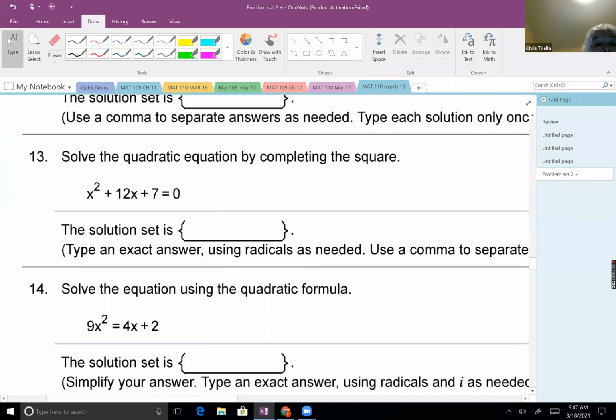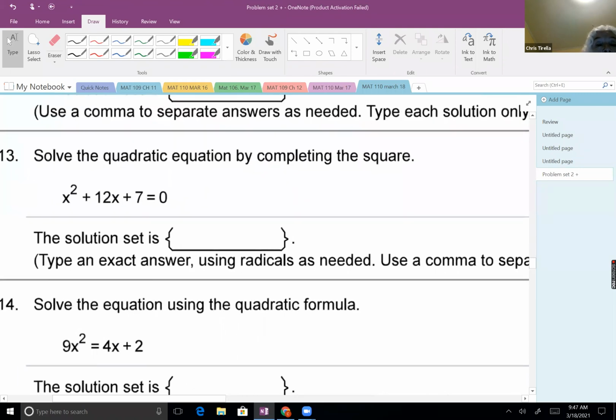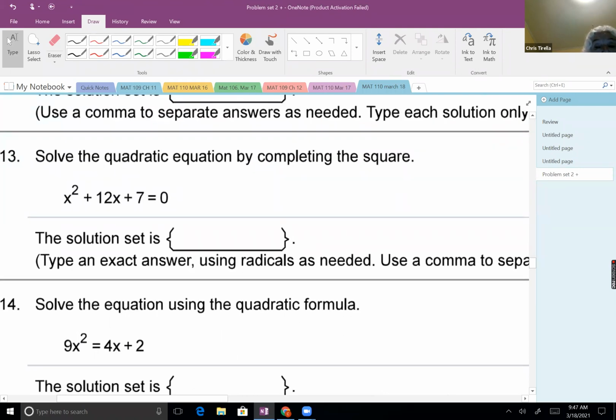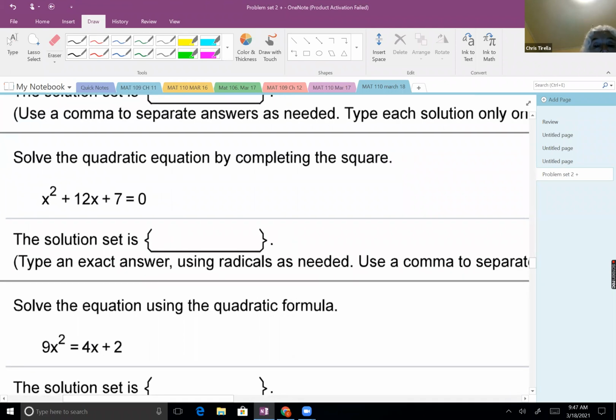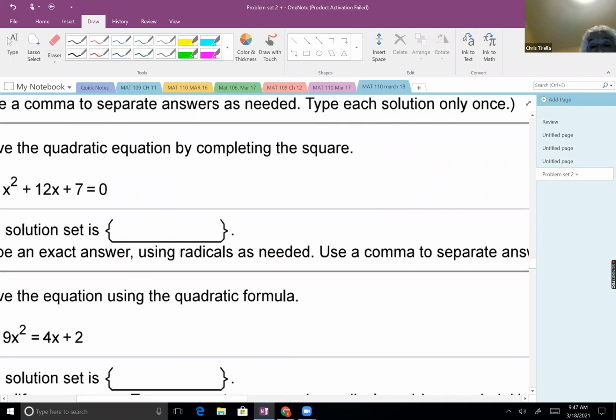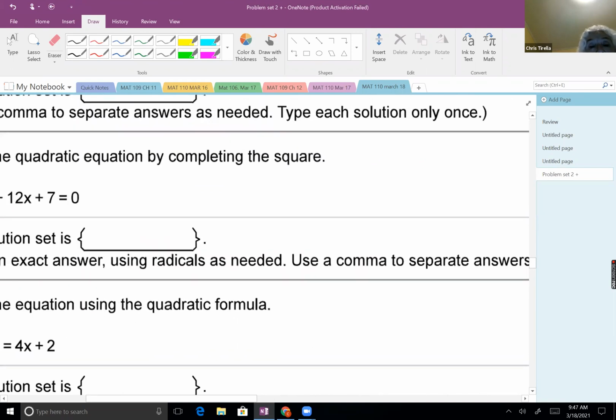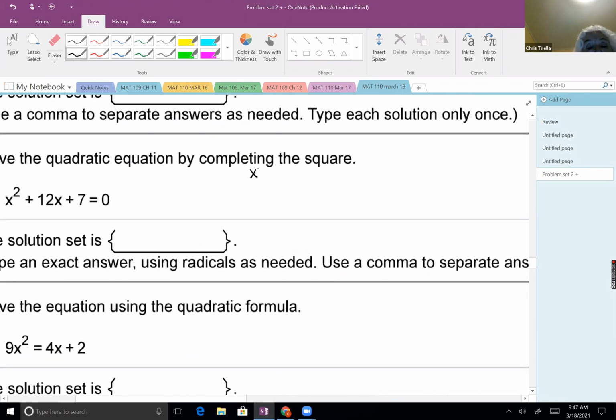If not, the next one asks us to solve the quadratic by completing the square. We've got x squared plus 12x plus 7 equals 0. X squared plus 12x plus 7 equals 0. In the questions on the quiz that involved this, they asked, what value do you need to add to both sides to make it a perfect square trinomial?